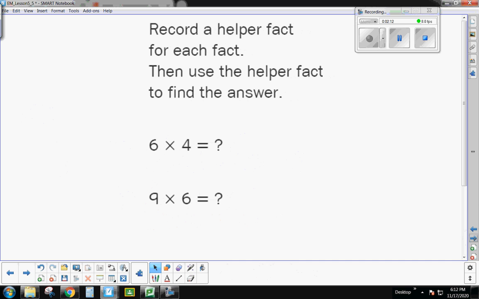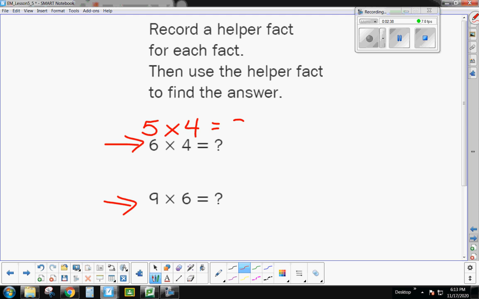Let's do one more set. We're going to do 6 times 4 and 9 times 6. Pause the video and solve each of those problems using the helper fact strategy. For 6 times 4, you could have done it a couple of different ways. You could have changed the 6 to a 5 and done 5 times 4, which is 20. Now 6 times 4 is going to be bigger, so I'm going to add a group. What am I going to add a group of? 4 is in both problems, so 20 plus 4 is 24.